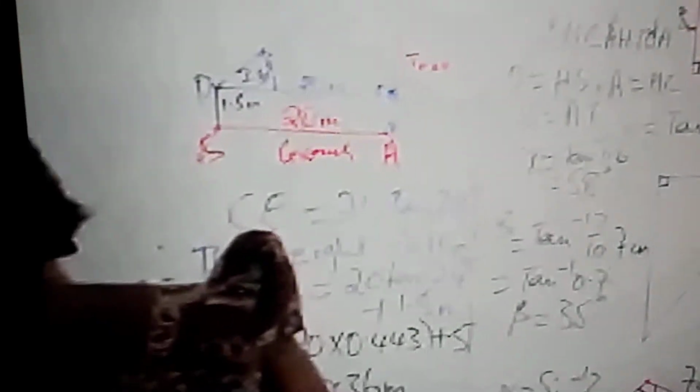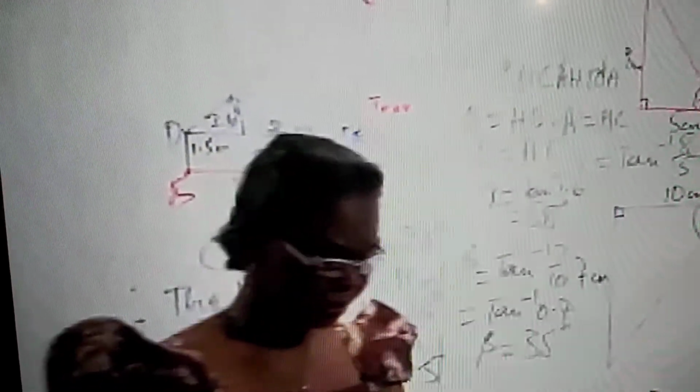Anyway, I'm sure you'll be all right. So these are just a few examples on right-angled triangles.